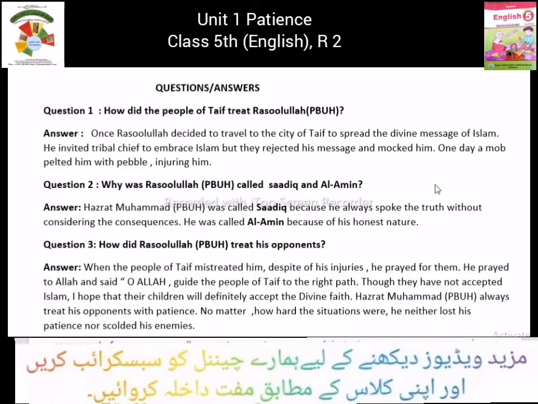Next, why was Rasulullah sallallahu alaihi wasallam, or peace be upon him, called Sadiq and Al-Amin? Hazrat Muhammad, peace be upon him, was called Sadiq because he always spoke the truth without considering the consequences, and he was called Al-Amin because of his honest nature.